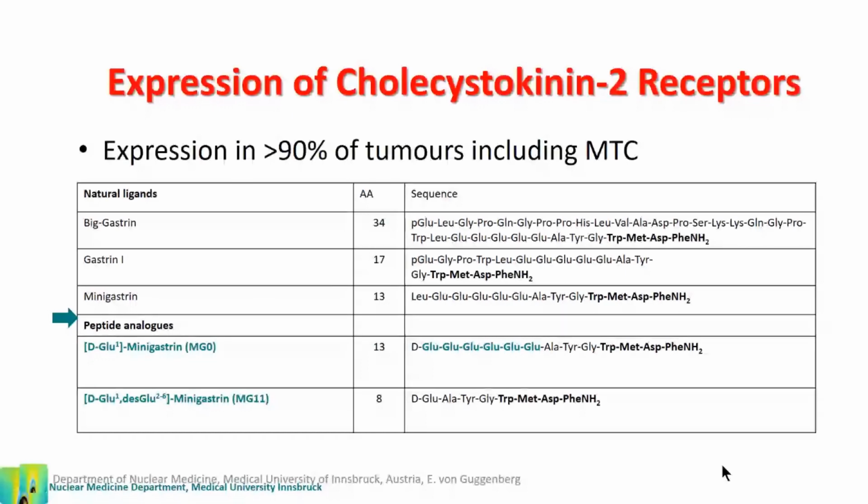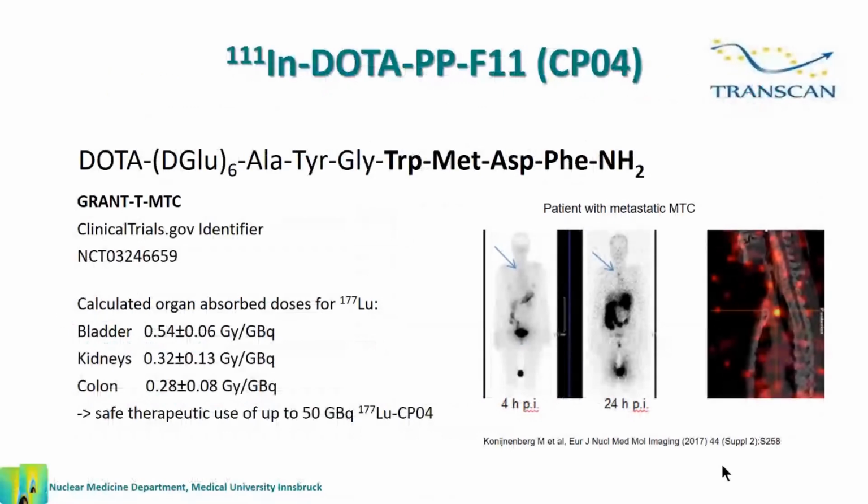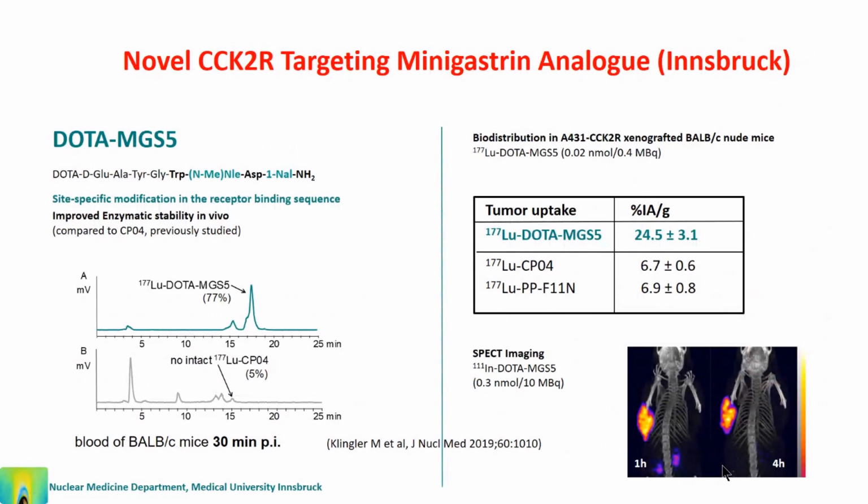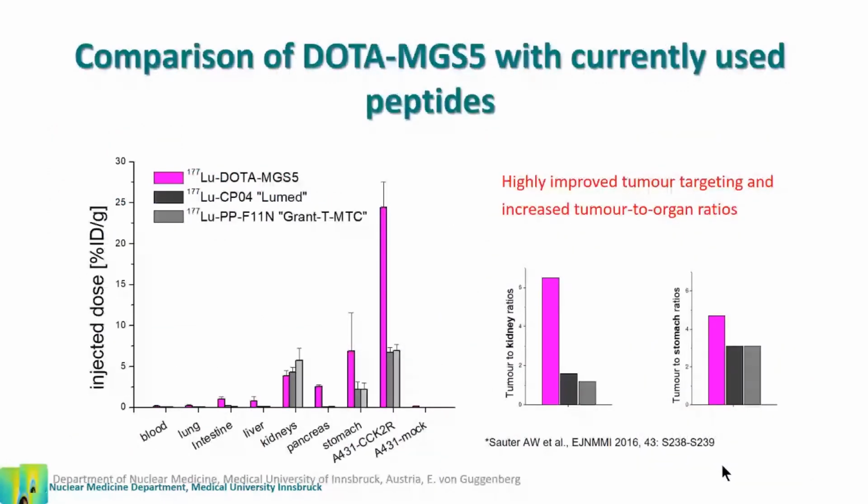Several analogs exist. The first analog that was studied in the so-called TransCan study, CP04, had shown by conventional imaging after labeling with indium that the tumor lesions may take up this compound. Now, many mini-gastrin analogs were developed, and one was recently presented and patented in Innsbruck, which is the MGS5, mini-gastrin S5, which can significantly be taken up by tumor lesions, tumor cell lines, also in the lutetium-labeled form.